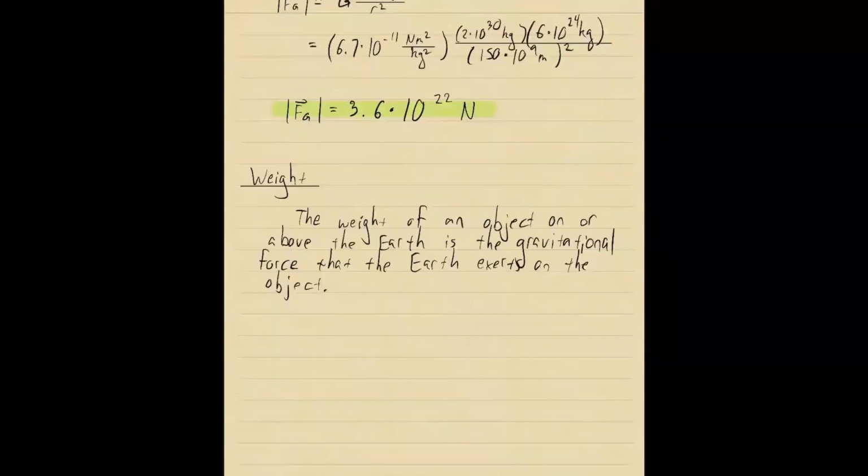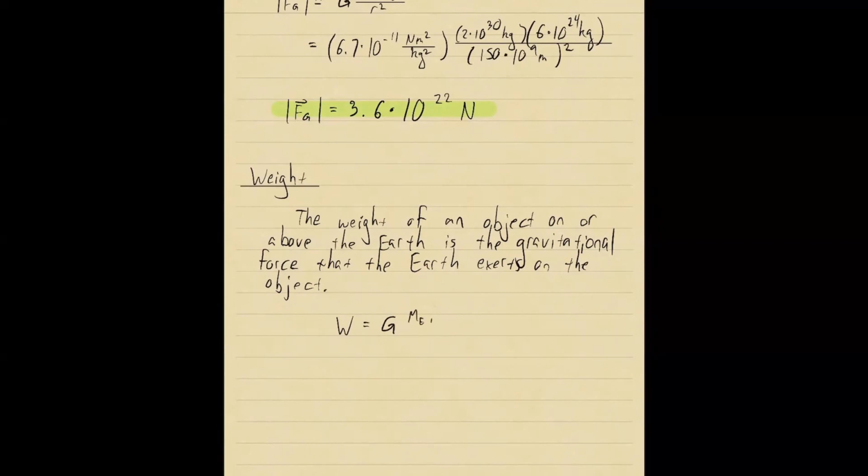Now, in equation form, what I've just written down looks like this. The weight of an object, denoted by W, is equal to Newton's constant G times the mass of the Earth times whatever mass we're looking at, divided by R squared. Where R, again, is the distance between the center of the Earth and the object, not the surface of the Earth, the center of the Earth.